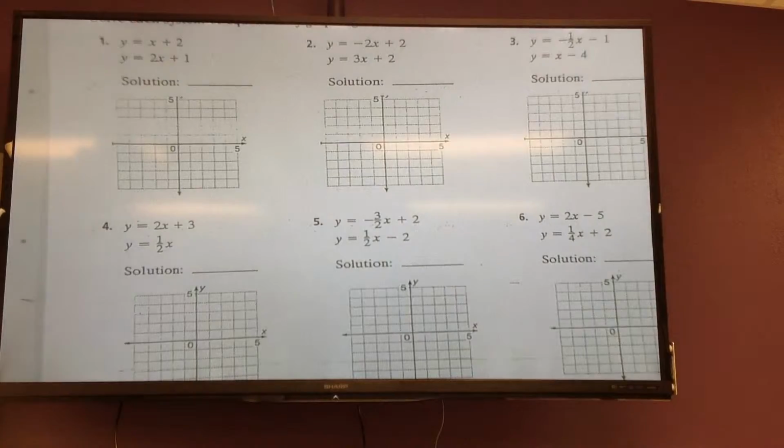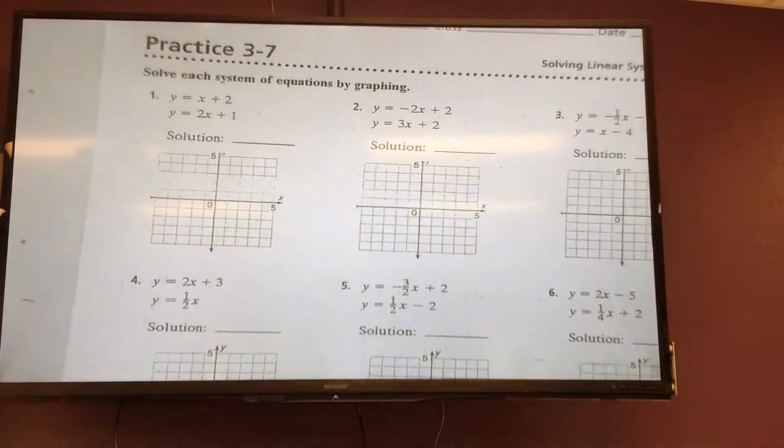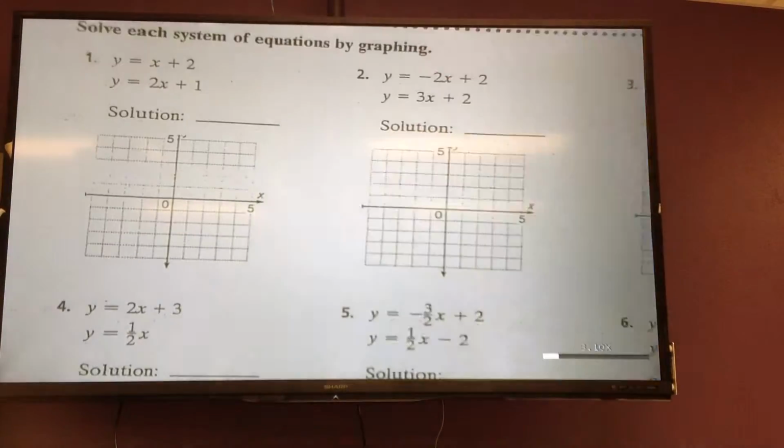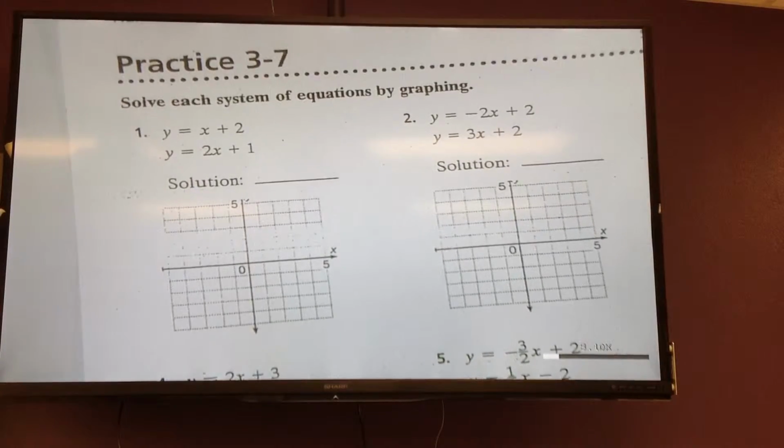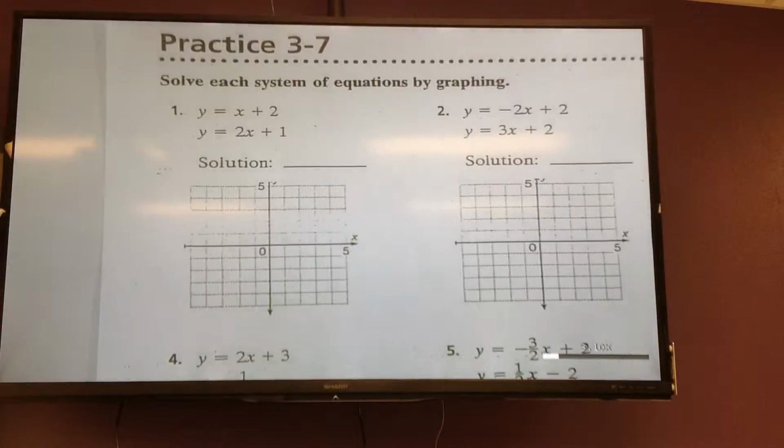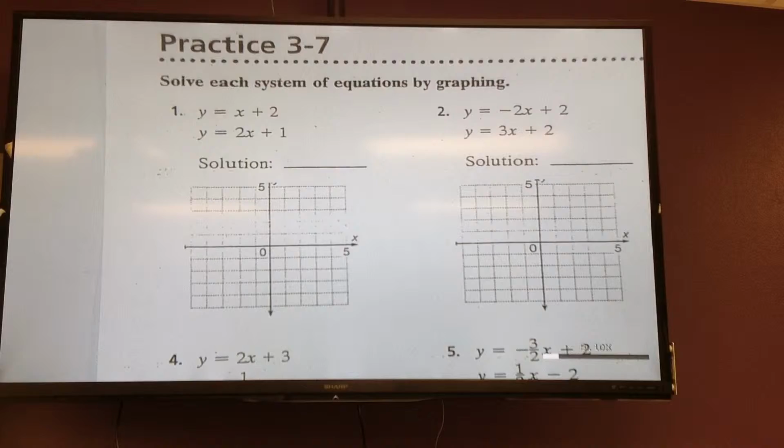So let's start with practice worksheet 3.7. Problem number 1 is where we will start. Now there's a couple ways to graph equations, because we have to graph the equations and then find out where those two lines intersect. But there's a couple ways to graph equations.